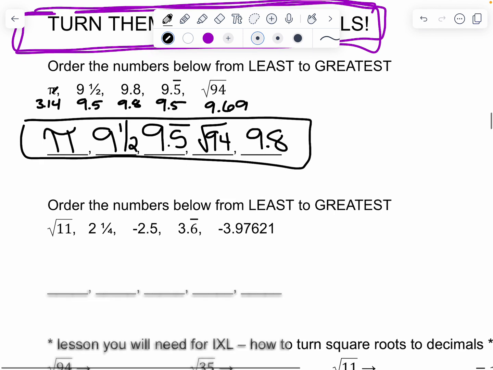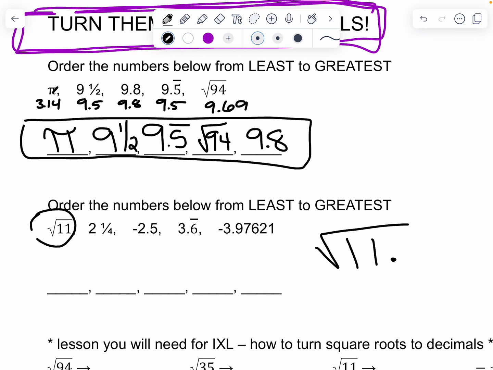All right, let's try this again. So ordering them from least to greatest, make sure you put them into decimal form. So on your calculator for the square root of 11, you're hitting the second button, the x squared button next to the 7, typing in 11 and a decimal. So it should look like this. And it's going to spit out 3.31. 2 1/4 is 2.25. All decimals, the rest. Okay, so our smallest one here is going to be negative 3.6.